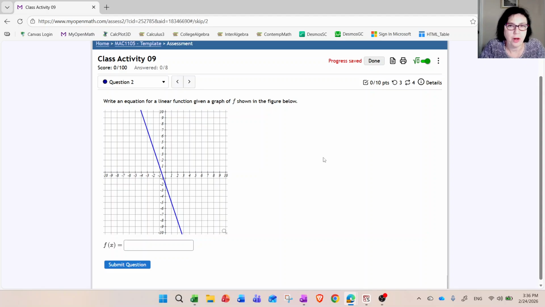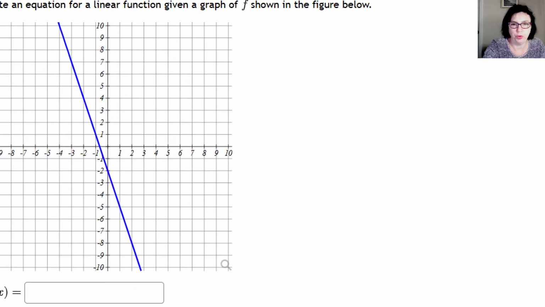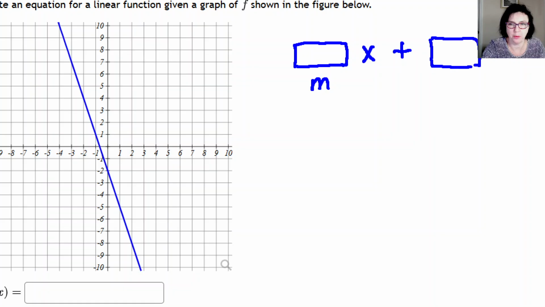Let's take a look at a graph of a function, and it is definitely a linear function because it's a line. And we want to come up with the equation for this function. The equation should have the format mx plus b, and all that we have to do is figure out what goes in the m box. So you've got m here, then x plus, and then some kind of box where we want to put b.